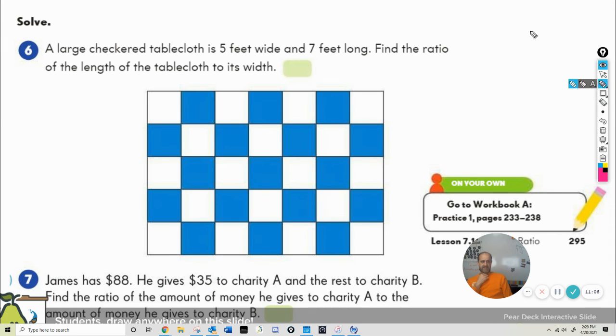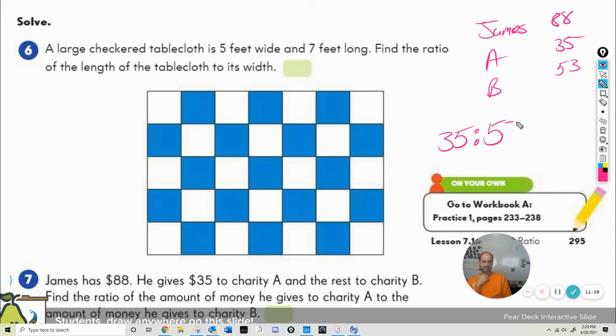James has 88. He gives charity A $35 and the rest to charity B. Huh. 88 minus 35 is 53. Find the ratio of the amount of money he gives to A to the amount he gives to B. How much does he give to A? How much does he give to B? Boom, bang, boom. The end.